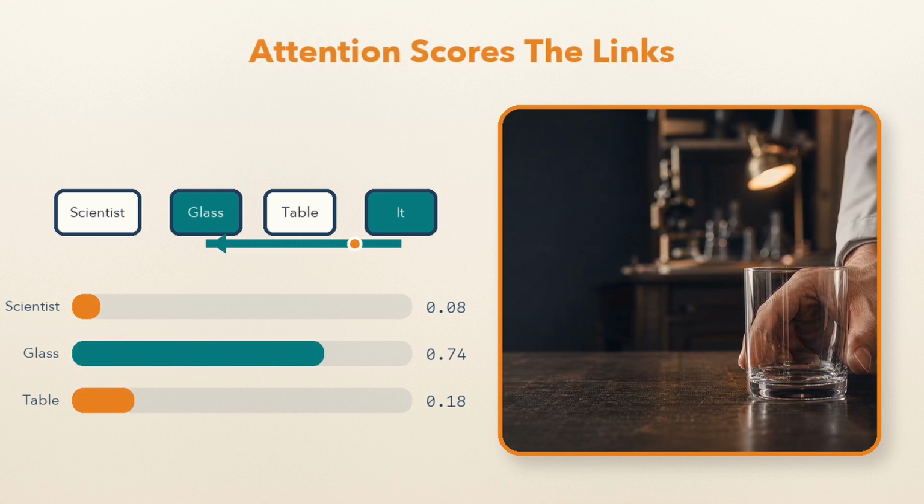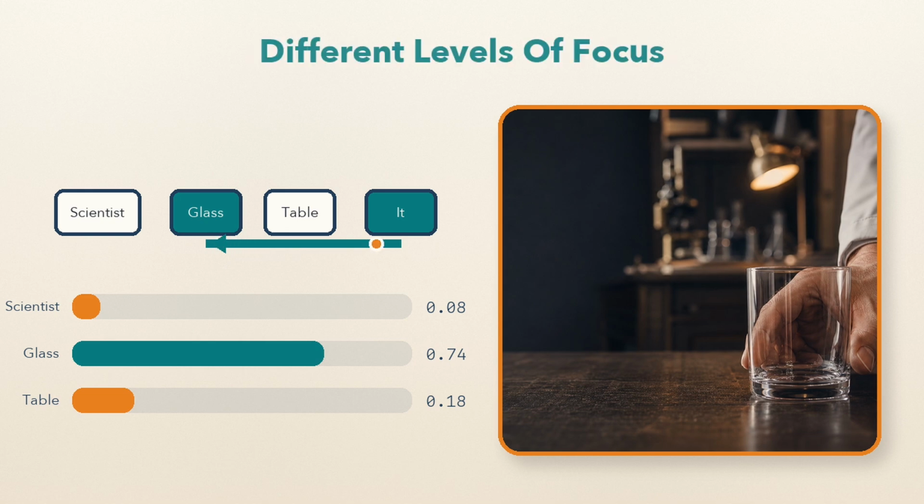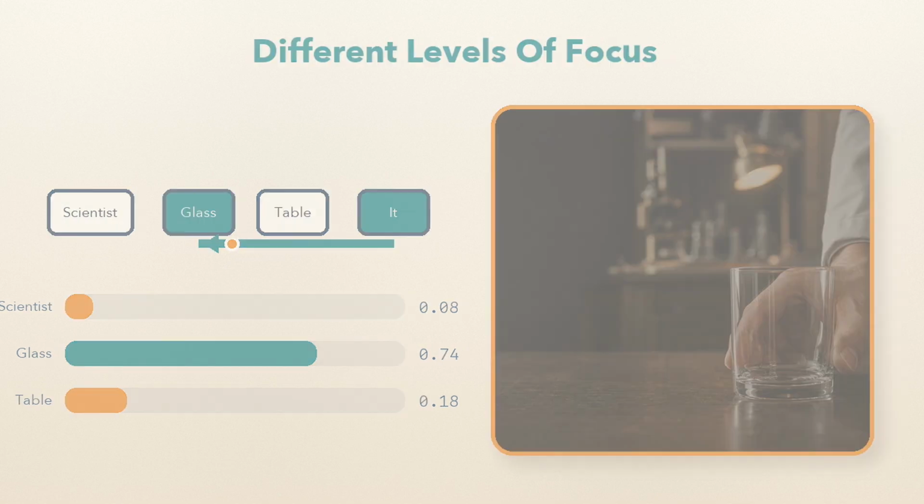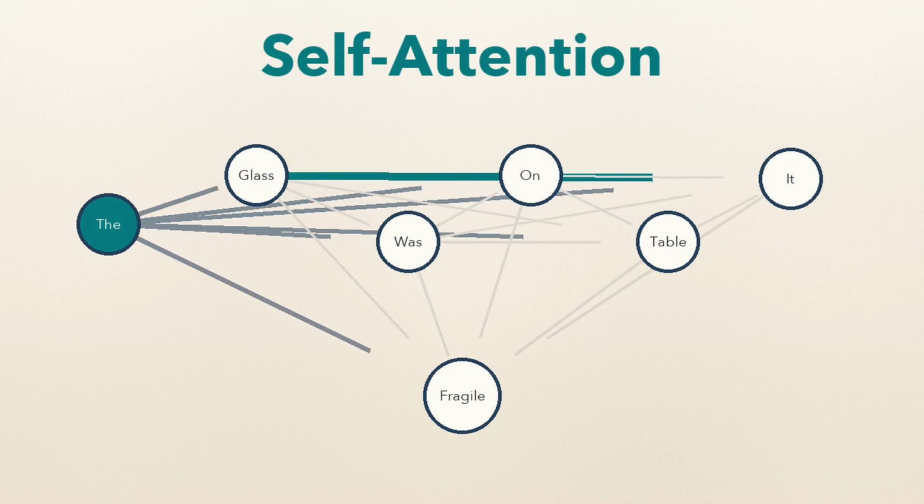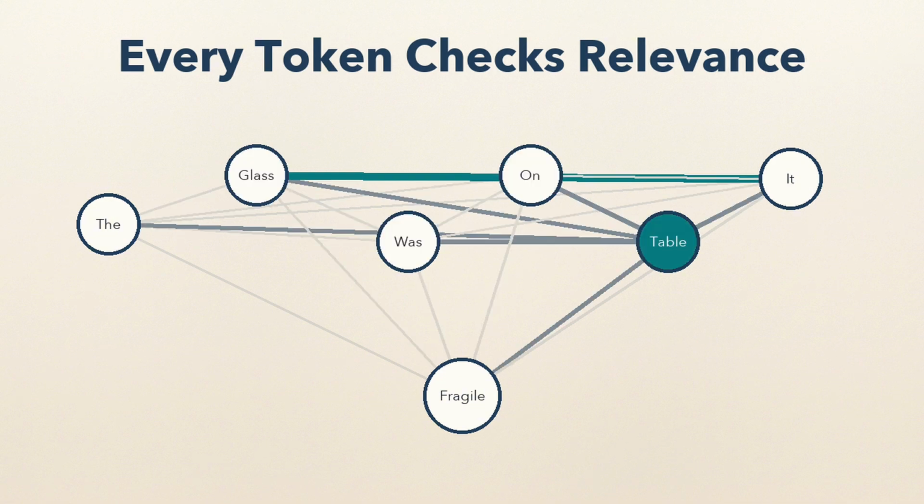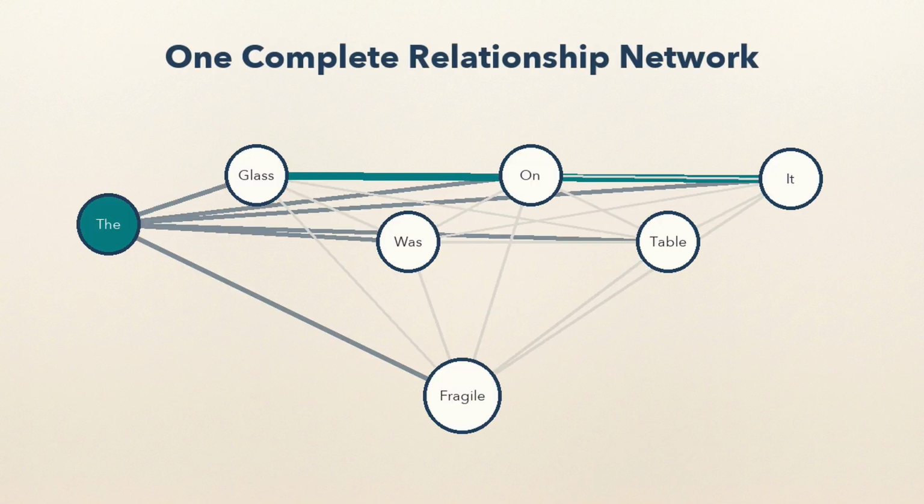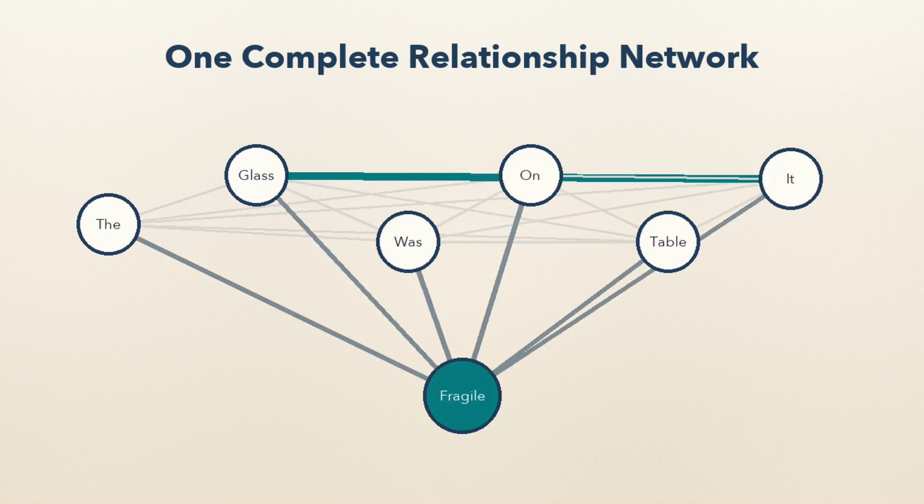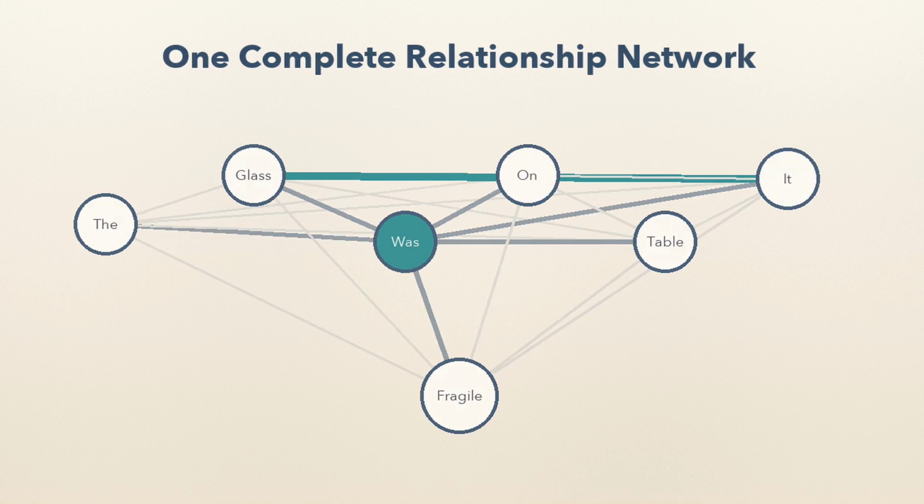Attention creates these connections mathematically. It gives each word a different level of focus toward the other words in the sequence. This is called self-attention because the sequence pays attention to itself. Every token looks at the other tokens and calculates how relevant they are. Instead of one memory moving through the sentence, the model creates a complete network of relationships for that particular input.